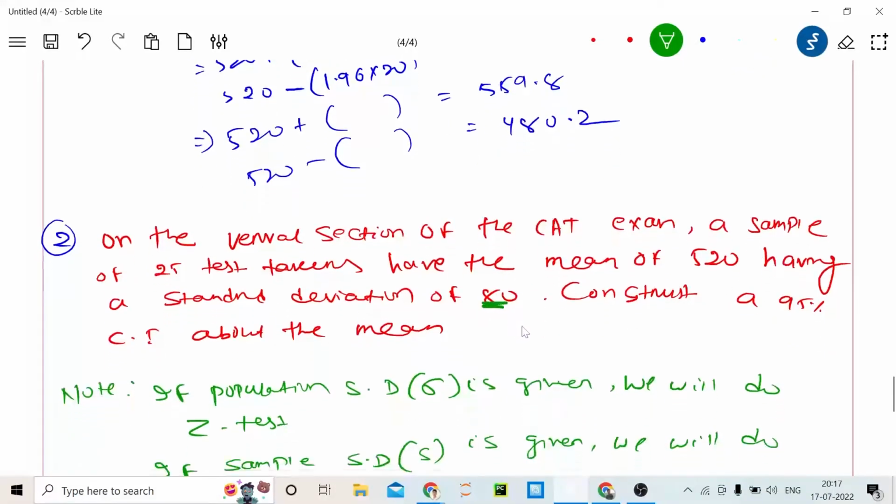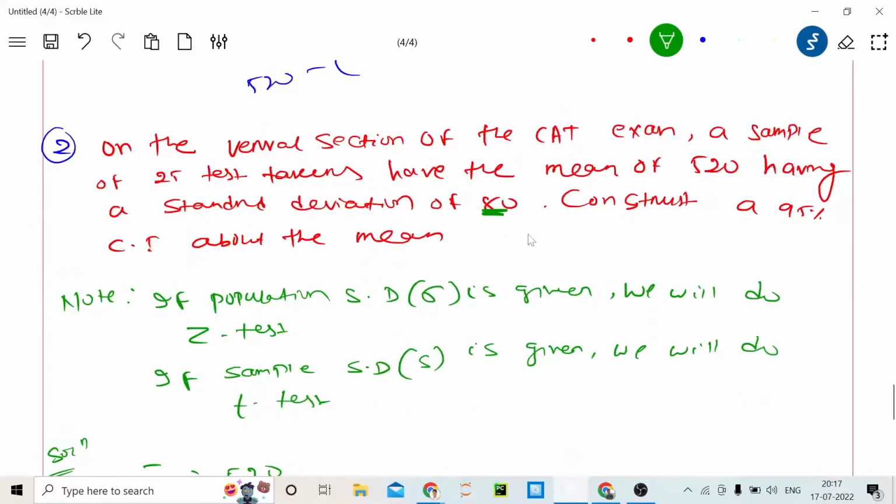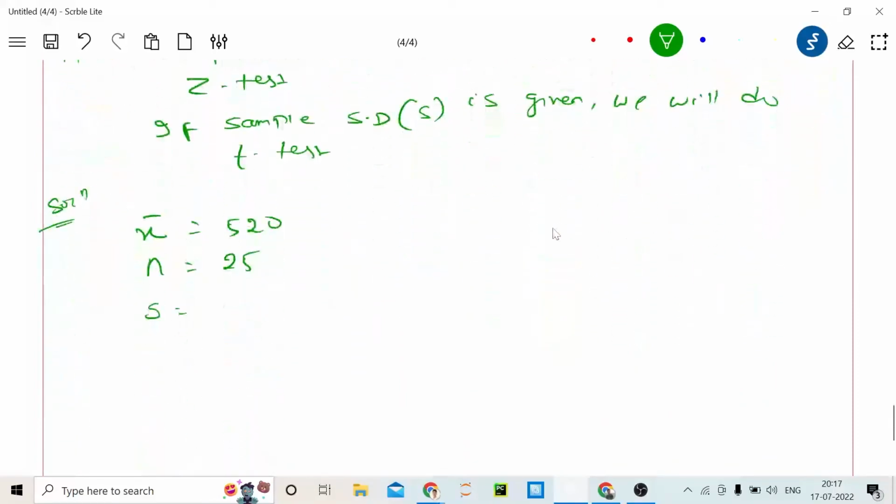That means the standard deviation of 80 is the sample standard deviation, so s is 80. After that, your significance value is 0.05, that's a 95% confidence interval.